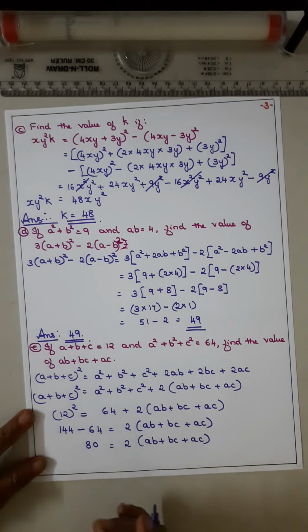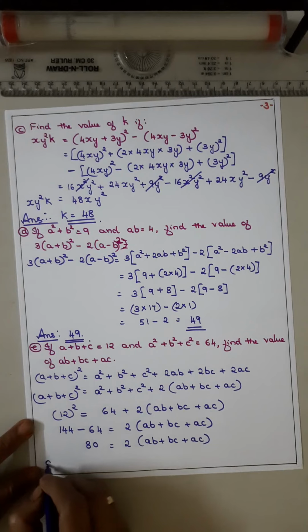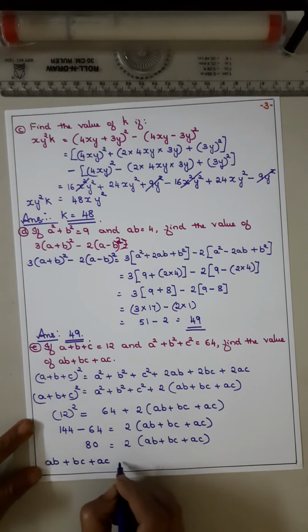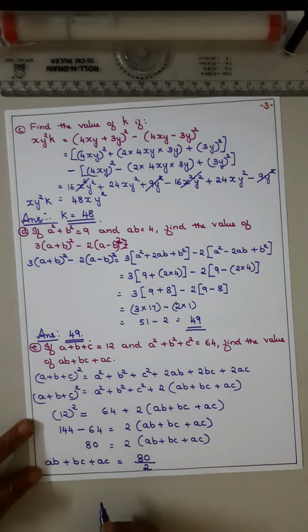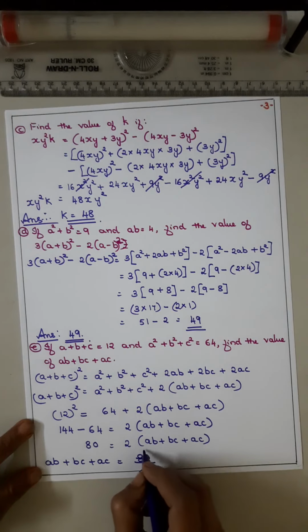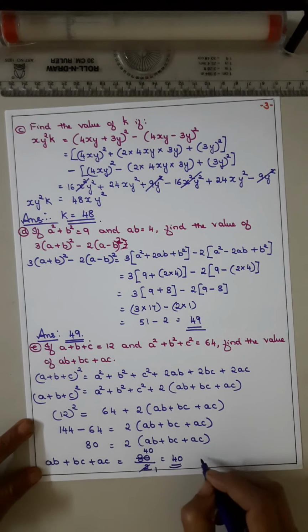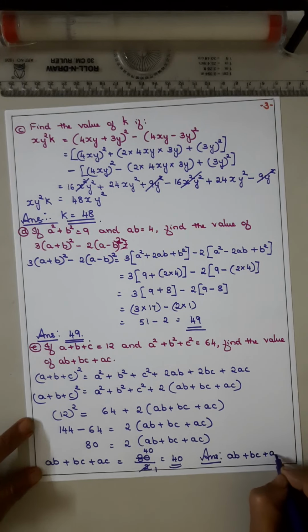Now we will take 2 to this side. So in the question, what comes on the left side is ab plus bc plus ac is equal to 80. While going to the other side, divide, so 2 1s are 2, 2 4s are 8 and 0, so 40. That means answer ab plus bc plus ac is equal to 40.